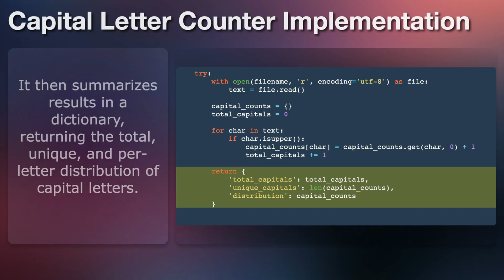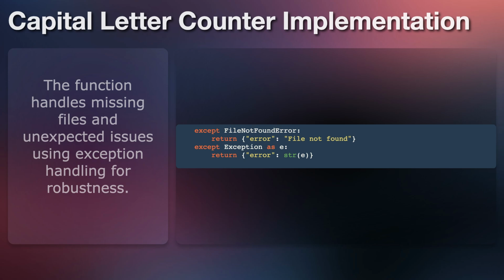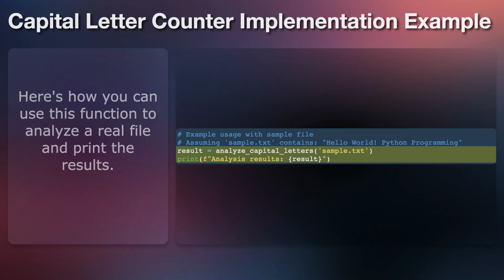It then summarizes results in a dictionary, returning the total, unique, and per-letter distribution of capital letters. The function handles missing files and unexpected issues using exception handling for robustness. Here's how you can use this function to analyze a real file and print the results.